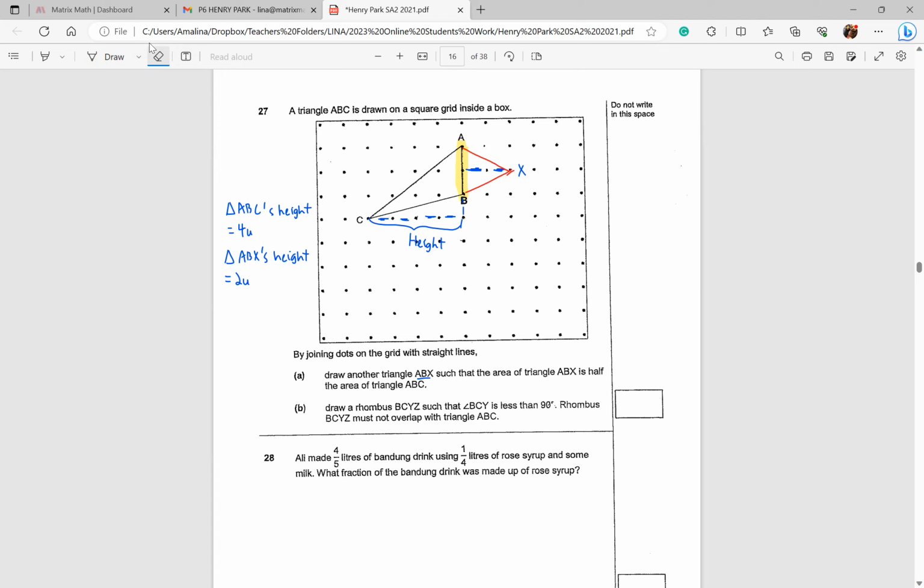Now for part B, draw a rhombus BCYZ such that angle BCY is less than 90 degrees and rhombus BCYZ must not overlap with the triangle ABC. Okay, let's clear off this height first. So I must make sure the angle is less than 90 degrees. So I need to draw. Okay, it's a little bit challenging to draw this way. I think it helps if you draw on your paper. So I will make use of this part here as my Y. Okay, so I will draw my line.